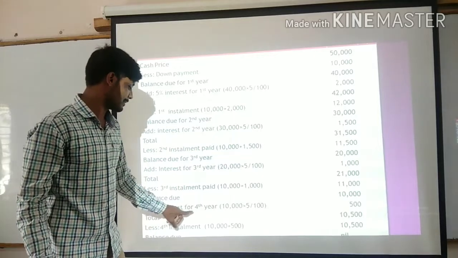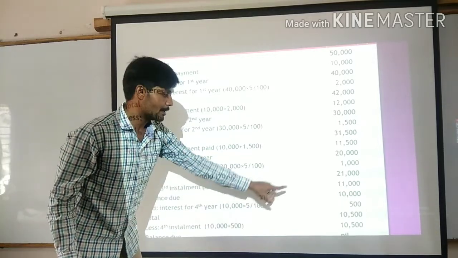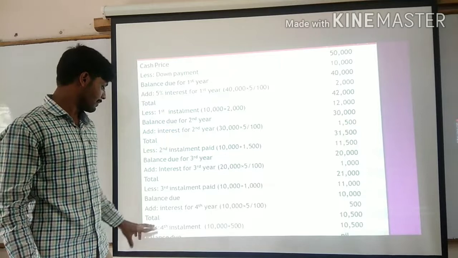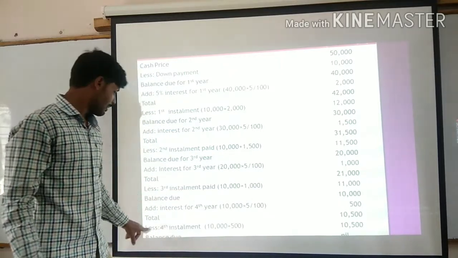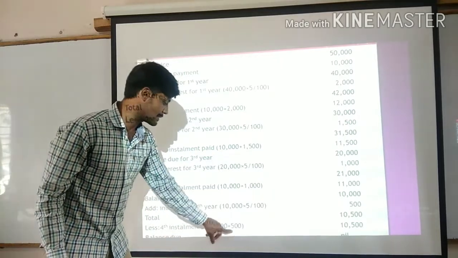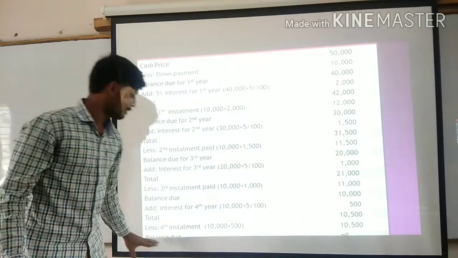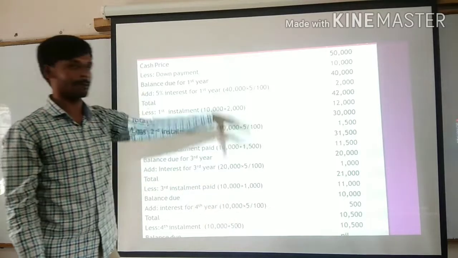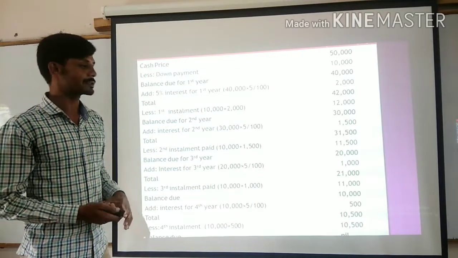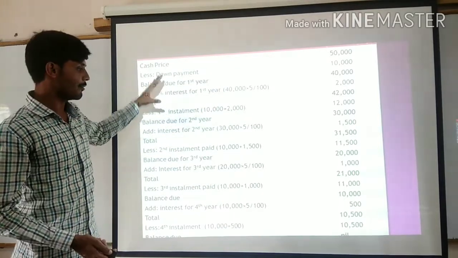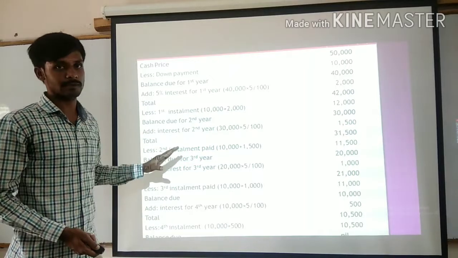See, for the fourth year interest, 10,000 into 5%, that is 500 rupees you will get. So total 10,500. Last year, fourth year installment, 10,000 plus 500, 10,500 rupees we are paying. So the balance due will be nil after paying the fourth year installment. Okay, this is how we can calculate the interest.